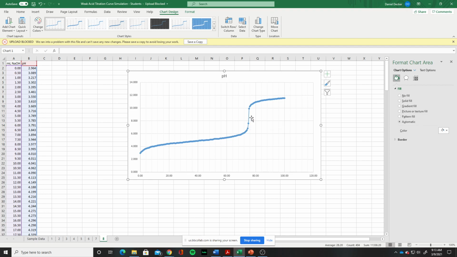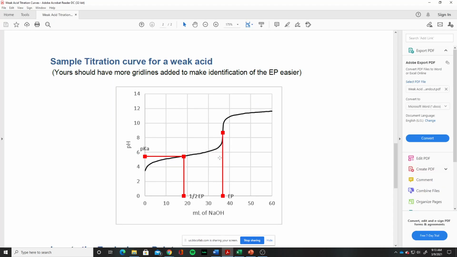And so that middle point right in the middle of the jump, that is the equivalence point. More specifically, the volume is your equivalence point. Whatever volume you are at that point is the equivalence point. And the 1/2 equivalence point is just literally 1/2 of whatever that is. So if the equivalence point had been 40 here instead, which obviously it isn't, but just for the sake of easy math, the 1/2 equivalence point would be 20. It is literally just 1/2 of whatever the EP was.